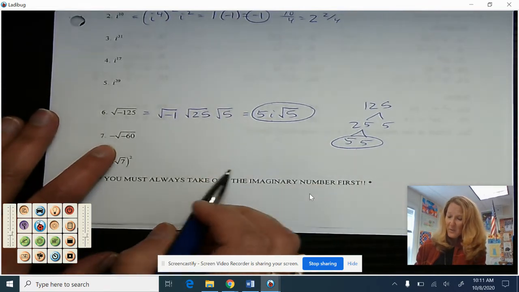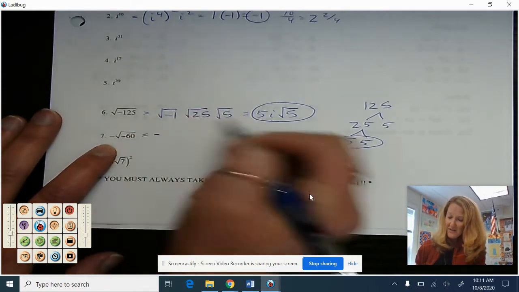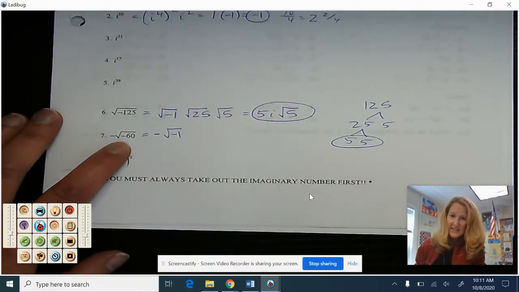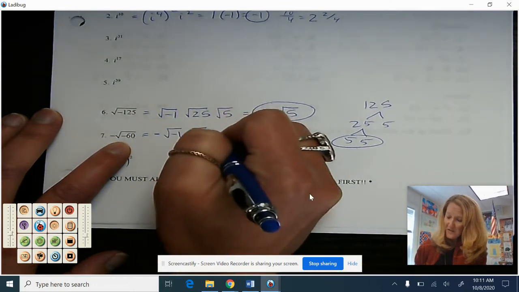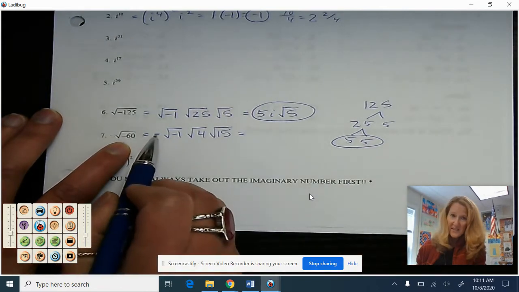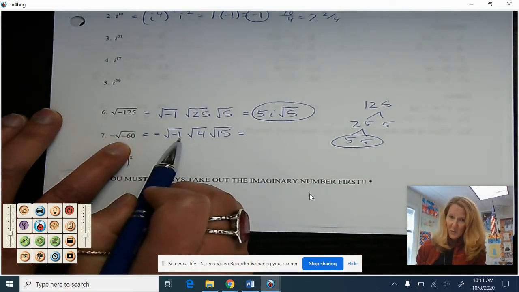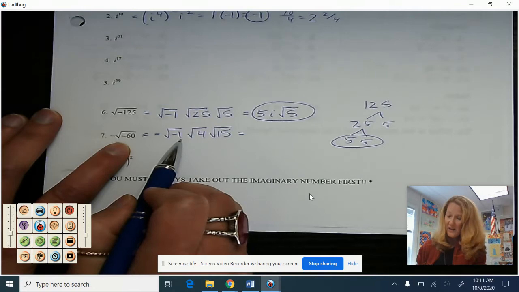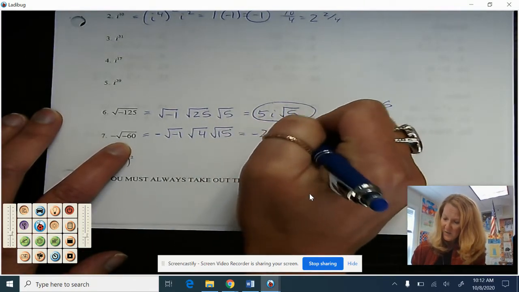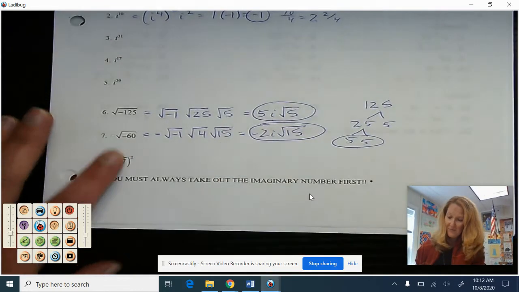Okay? For number 7, you have a negative in front. You have the square root of -1. And then 60 has a perfect square factor of 4. So this would be root 4 times root 15. Okay, and then the negative's going to stay. The square root of -1 is i, and the square root of 4 is 2. So you're going to have -2i times the square root of 15.